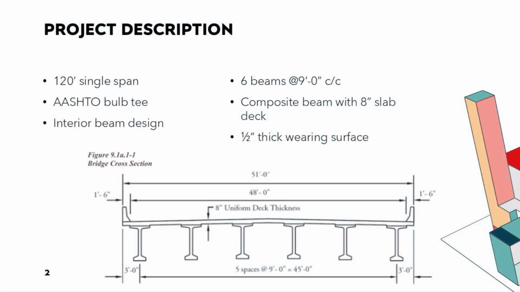To provide a little bit of background information on this design problem, we are designing an interior beam for a bridge. The beam is one of 6 beams spaced at 9 feet center to center. It is a single span beam spanning a total of 120 feet. The beam will be designed as a composite beam due to the 8-inch slab deck sitting on top of the beams. A 1/2 inch thick wearing surface is included in the slab deck, therefore only allowing 7.5 inches of structural thickness when designing the composite beam.